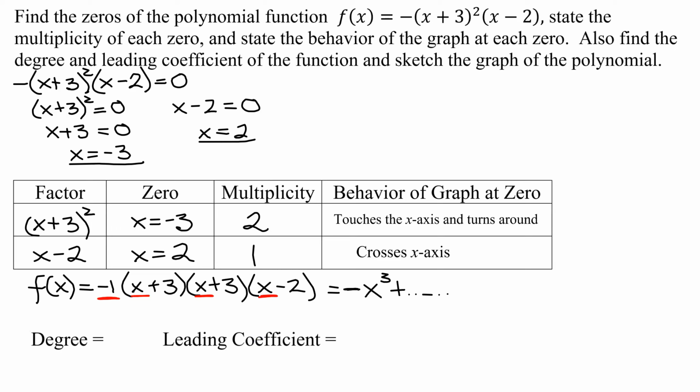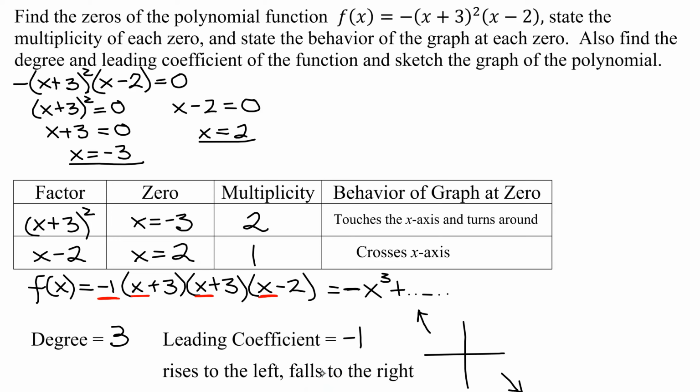So I'm ready to find the degree. What's the degree? The degree of my polynomial is 3. The leading coefficient is the number in front of my x cubed. It is a negative 1. Now I can figure out the end behavior of my function. So the degree is odd. That means both ends are going to point in opposite directions. And if the leading coefficient is negative, my graph is going to start up to the left and go down to the right. So if I needed to describe the end behavior, I would say it rises to the left and it falls to the right.